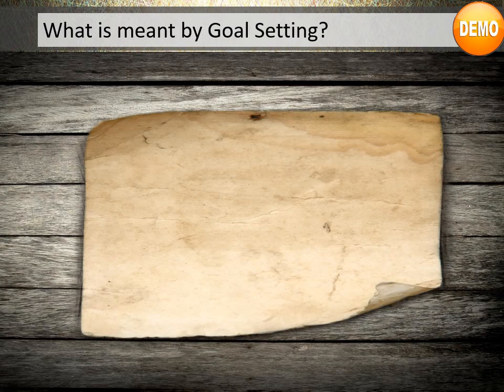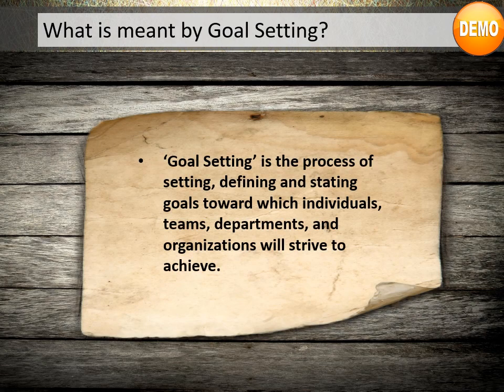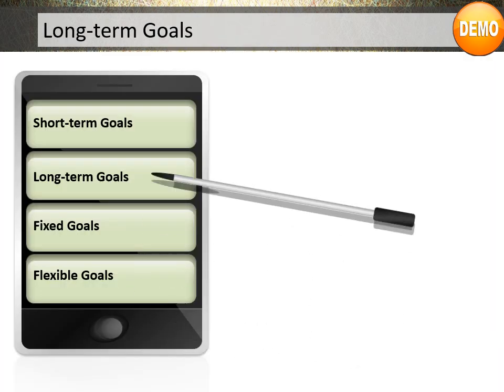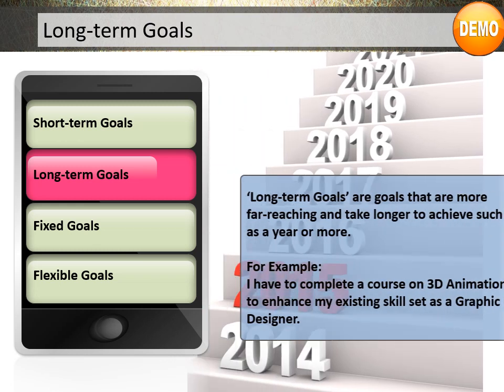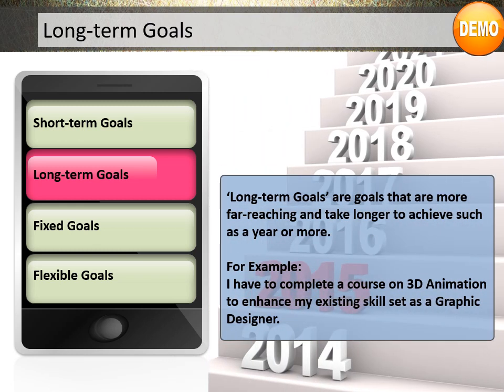What is meant by goal setting? Goal setting is a process of setting, defining, and stating goals towards which individuals, teams, departments, and organizations will strive to achieve. Long-term goals are goals that are more far-reaching and take longer to achieve, such as a year or more. For example, I have to complete a course on 3D animation to enhance my existing skill set as a graphic designer.